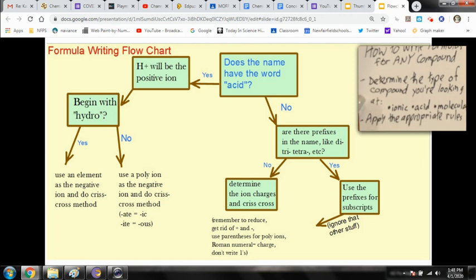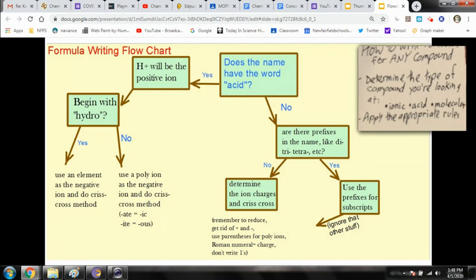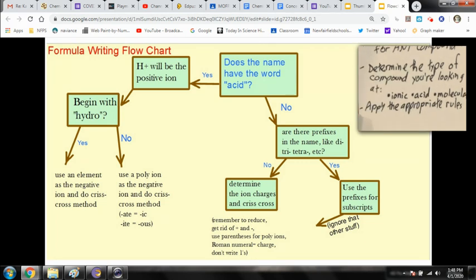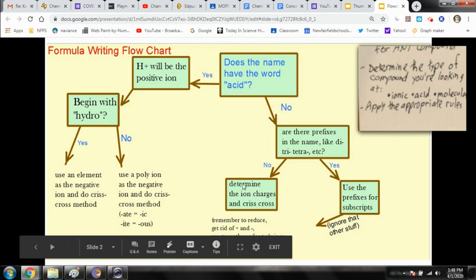First, you'll determine the type of compound that you're looking at. When given the name of a compound, I'm going to show you how to determine if it's an ionic compound, an acid, or a molecular compound. And then you have to apply the appropriate rules that you've learned in previous videos. To help you with this is this here flowchart that you see in front of you. It's called the formula writing flowchart.